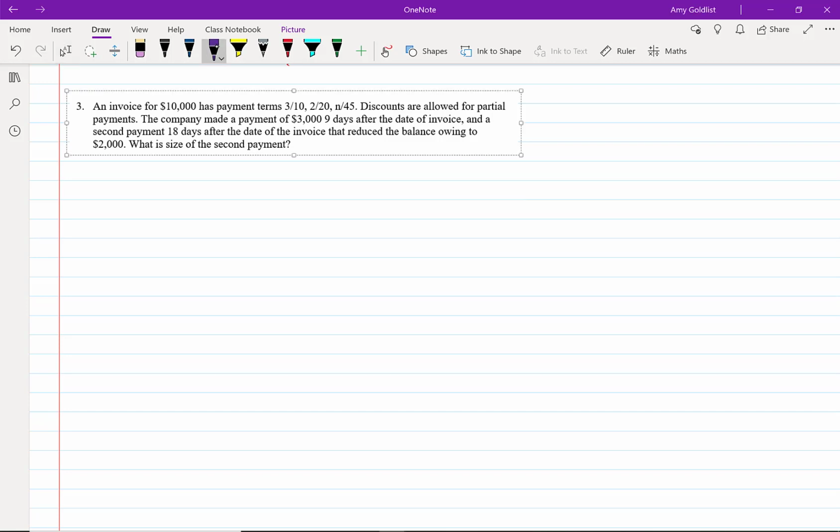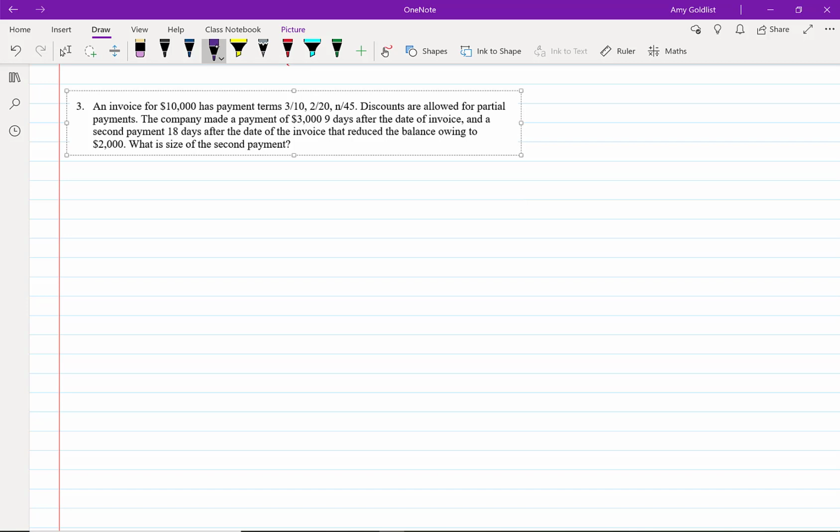To finish off, let's do one more partial payment problem, but a difficult one. An invoice for $10,000 has payment terms 3/10, 2/20, n/45. Discounts are allowed for partial payments. The company made a payment of $3,000 9 days after the date of the invoice and a second payment 18 days after the date of the invoice that reduced the balance owing to $2,000. What was the size of the second payment?